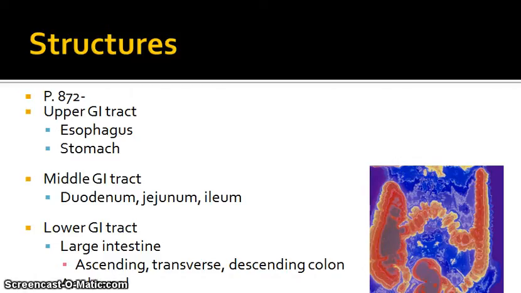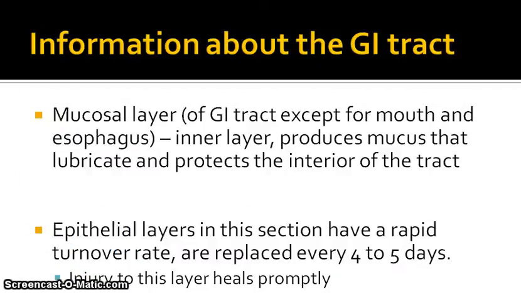One of the things that makes the GI system unique is that most of it contains a mucosal layer. This is the innermost layer of tissue of the GI tract. It produces a mucus, and what that does is it lubricates food and digestive contents as they move through our GI tract, as well as protects the interior of our tract.